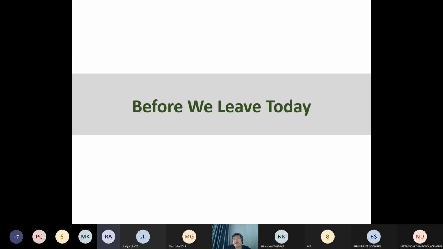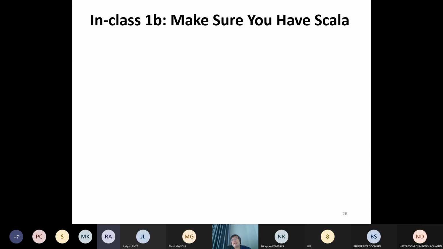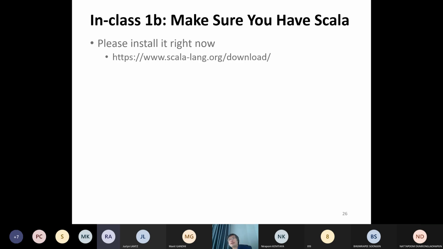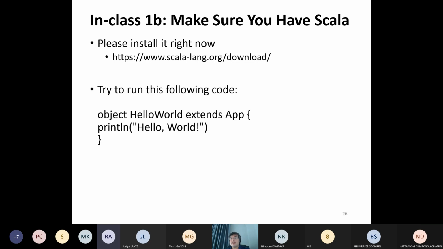But before we leave today, there's one more in-class exercise, which is to make sure you install Scala, which is the main language that we use for the first half of this class. There's a download at scala-lang.org. If you use IntelliJ, there's also a built-in for that. I never use it personally, but I can check with our TA, Pupa, who has done this before. Try to run the following code, which is just hello world.